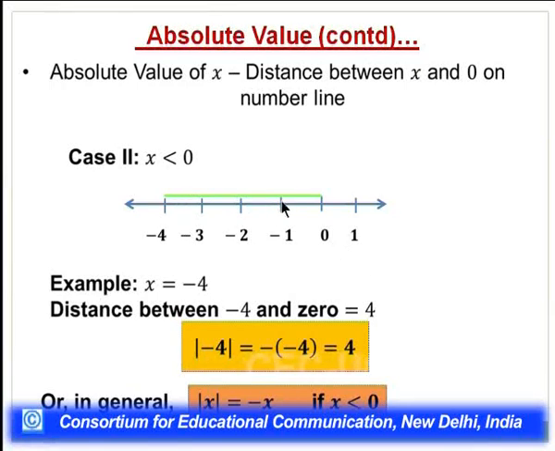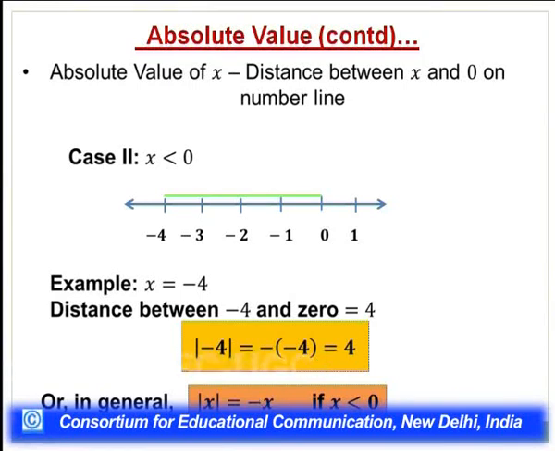And that you can see is this green line here, and as before, the distance between -4 and 0 is still 4 units. Therefore, the absolute value of -4 is now given by minus of -4, because we have to convert it, we have to bring in the distance aspect. So the absolute value of -4 is minus of -4, which is equal to 4.